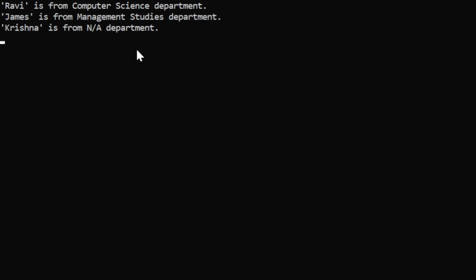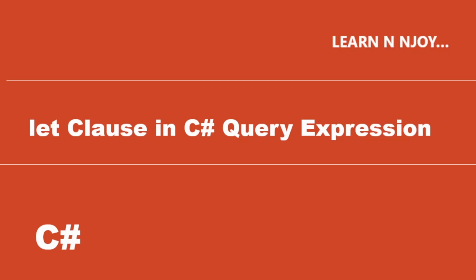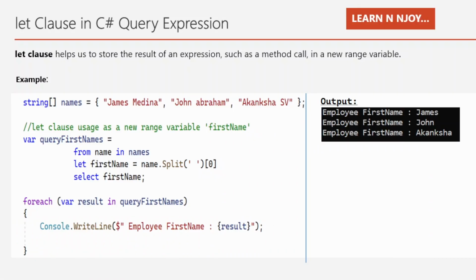So that's the way we write this left outer join using these C# query expressions, right? Let clause in C# query expression. The let clause helps us to store the result of an expression such as a method call in a new range variable. Let's understand it with the help of an example. Let's suppose we have this string array names where we have the names James Medina, John Abraham, Akanksha SV, right?